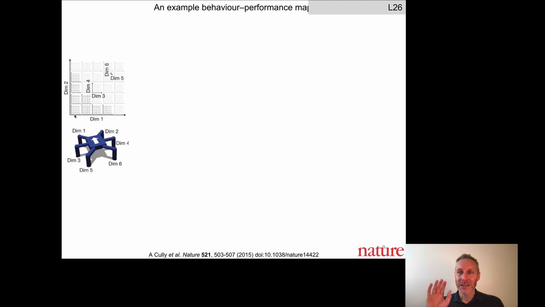The way they actually did this was to create a 6-dimensional space, but that space is discretized into bins. What do I mean by that?